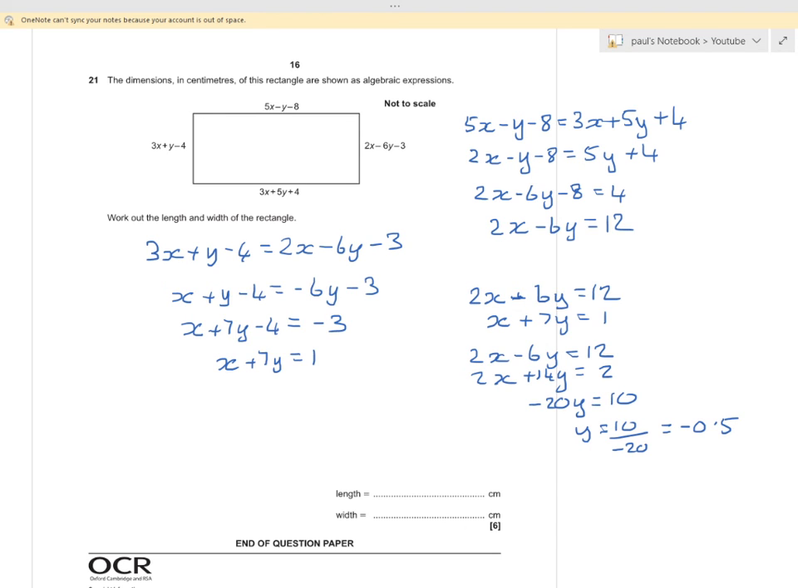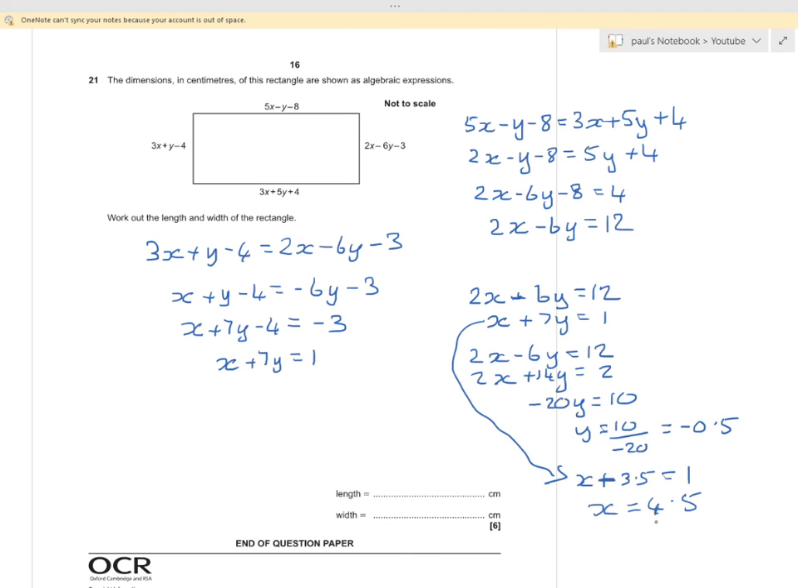I don't know if I got this the wrong way. Perhaps I got this the wrong way. So minus 0.5. Now I've got to find out what x is. So I'm going to substitute into that one. Right. So x plus 7 times minus 0.5 is minus 3.5 equals 1. So x is 4.5.